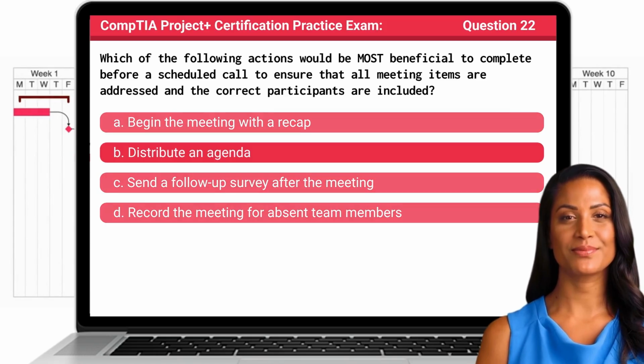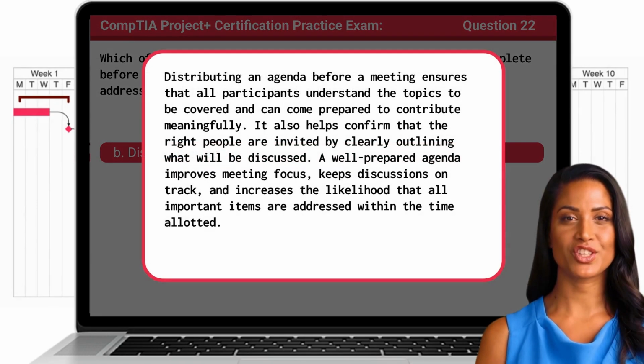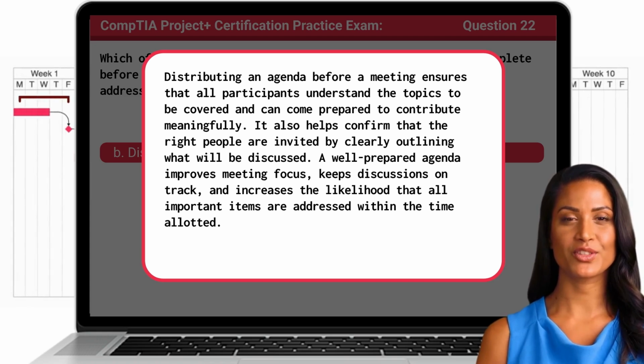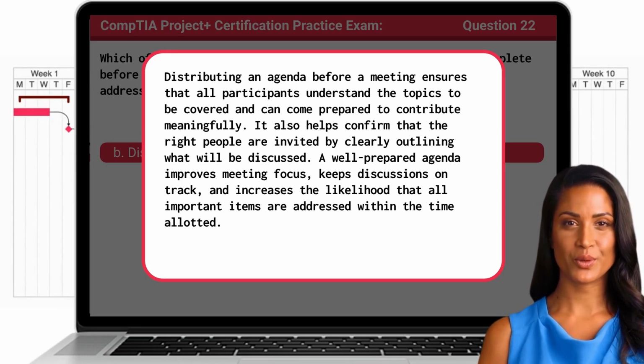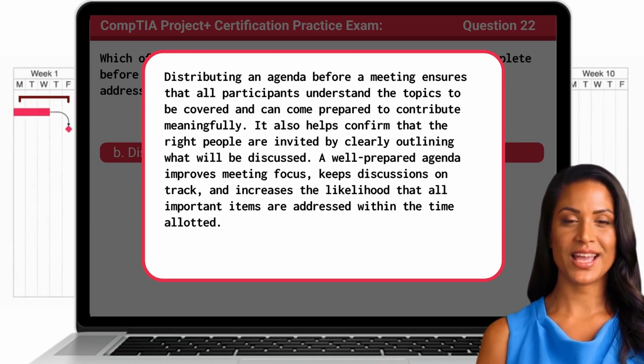The answer is B. Distribute an agenda. Distributing an agenda before a meeting ensures that all participants understand the topics to be covered and can come prepared to contribute meaningfully. It also helps confirm that the right people are invited by clearly outlining what will be discussed. A well-prepared agenda improves meeting focus, keeps discussions on track, and increases the likelihood that all important items are addressed within the time allotted.